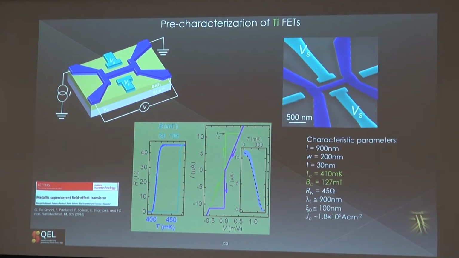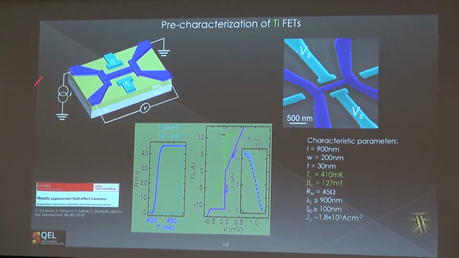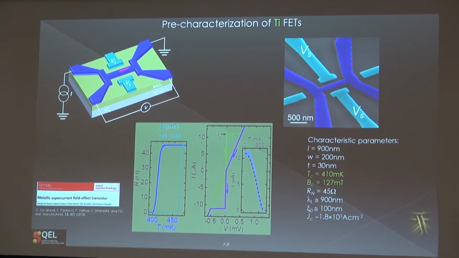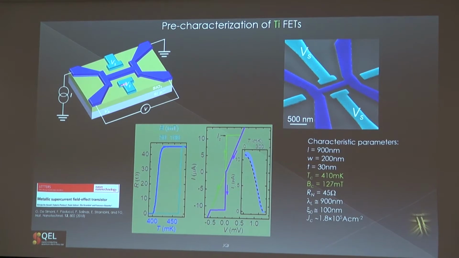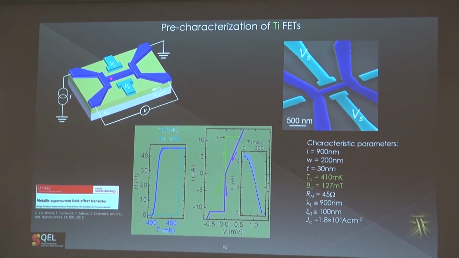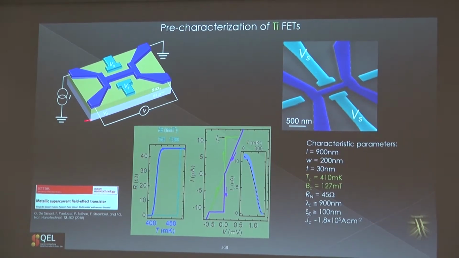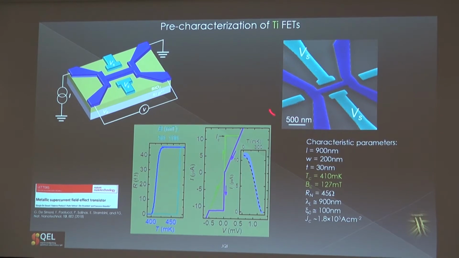First of all, we started a few years ago, two and a half years ago, by realizing titanium-based field effect transistors. These are supercurrent field effect transistors. This is the general geometry. You see everything is made of titanium. There is a central channel about 900 nanometers long. The width is 200 nanometers, so it's more or less two coherence lengths. The thickness is around 30 nanometers, 35 depending on the sample.